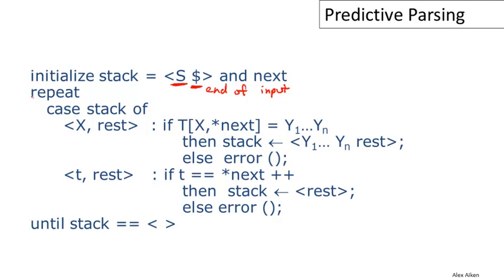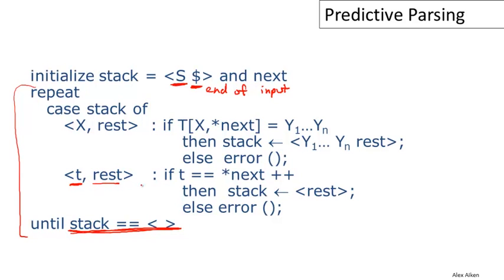And now we're in a loop, so we're going to repeat the following moves until we can't repeat them anymore, until the stack is empty. Okay? And there's two possible moves. Let's do the terminals first. So let's say the top of our stack is a terminal. So here we're dividing the stack into the top of the stack and the rest of the stack.